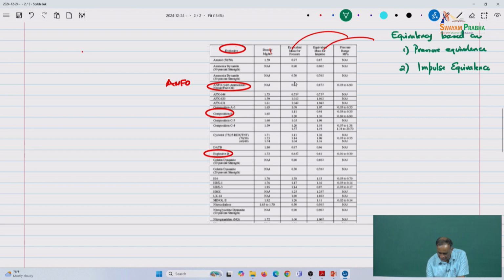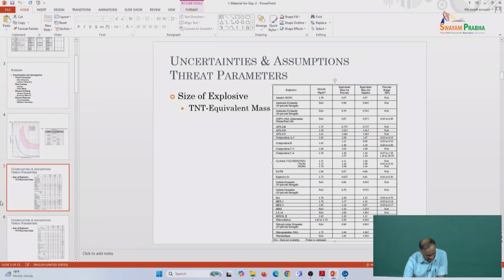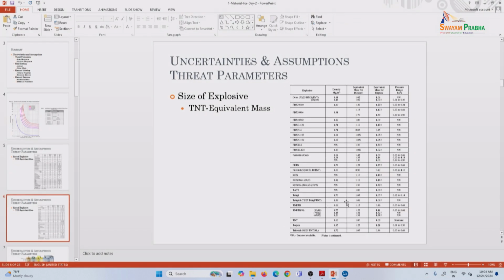For example, if I go ANFO, the number you see for pressure equivalence is, in this case, the same, 0.87, and this is also 0.872. But there are other cases, for example, this is 1.14 and this is 0.97, and the pressure ranges are also given. So, this is the pressure range in megapascals. So, that is one chart that is utilized, and let me give you another one in relation to that.